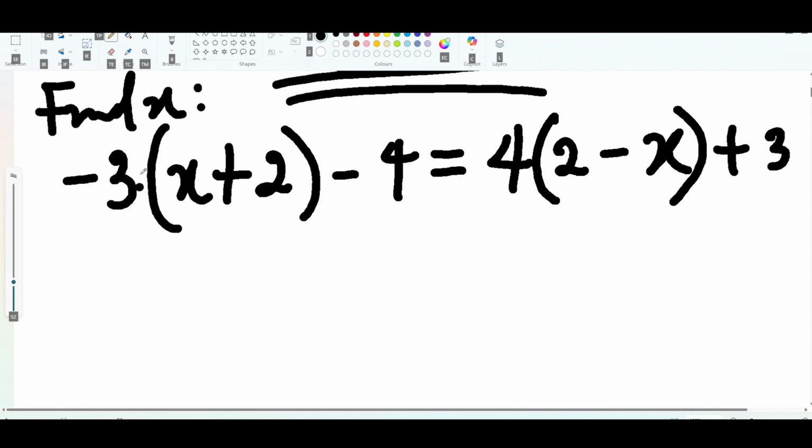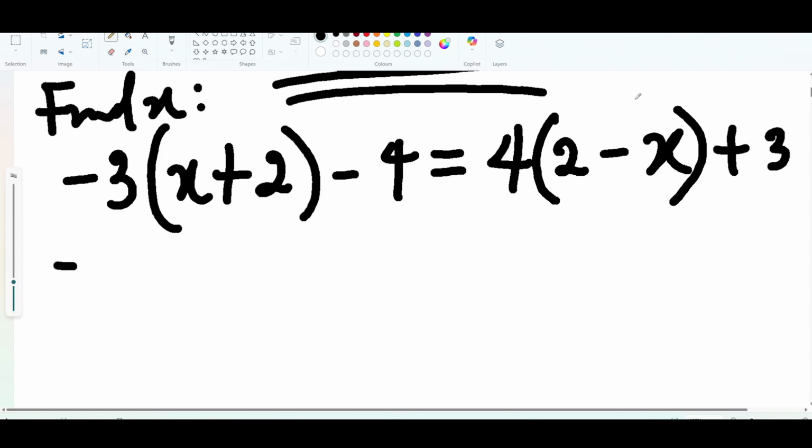That is, this minus 3 here will multiply x and also multiply these 2. Also here, this 4 that is attached to the bracket will multiply these 2 and will multiply minus x. So when we do that, the bracket will be expanded, and from there we will now be able to collect the like terms. So first we'll open the bracket.